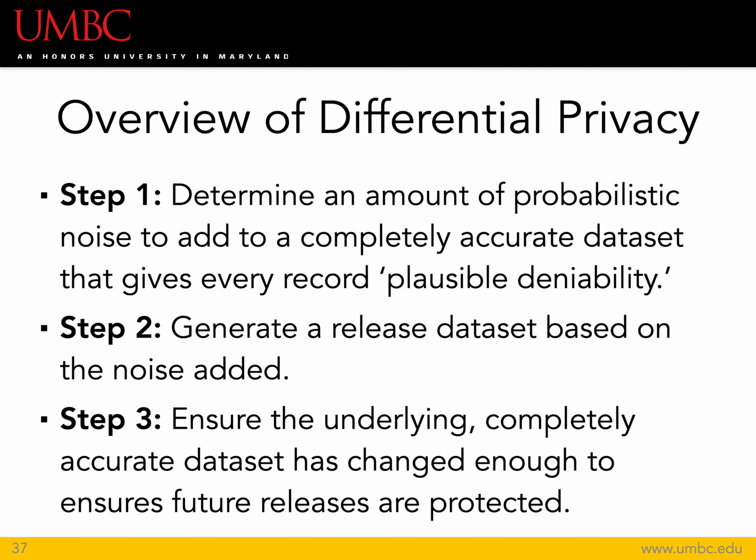Okay, so how does differential privacy work? There are basically three very simple steps. Step one, you want to add some kind of probabilistic noise to your completely accurate data set. This noise is going to basically be the amount of plausible deniability that is available to everybody who is in the data set. Step two, you're going to generate a release data set. We're trying to generate these anonymized releasable data sets based on the noise that's added.